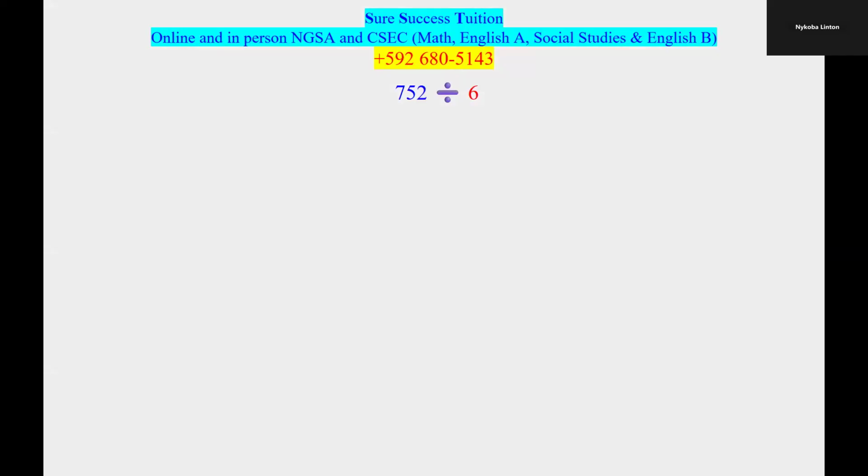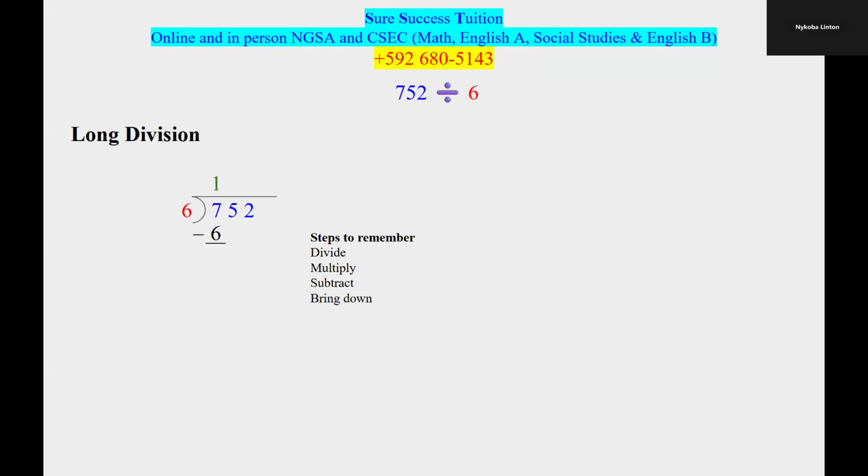Now, suppose we have a 3-digit number. So let's say we have 752 being divided by 6. Is that strange? No, look how we do it. So we have long division again. Remember these steps: divide, multiply, subtract, bring down. So let's start with the highest value digit. It's in the hundreds place, the 7. So 7 divided by 6, we have 1. 1 multiplied by 6, we have 6. Let's subtract, we remain with 1. Now we bring down our 5.